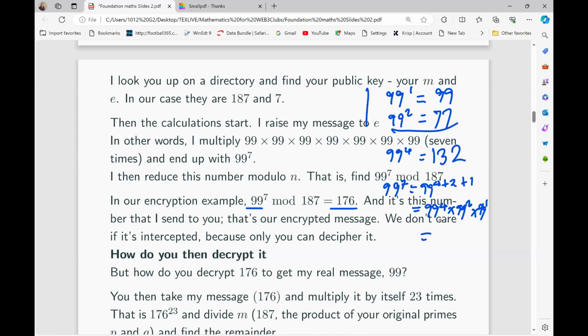Now you're here. 99 raised to 4 is 132. 99 raised to 2 is 77. And this other one is 99. We are doing it mod 187. So 132 times 77 times 99, I get, is it 1 million? Then divide by 187. It goes there 5,380 times. So find the remainder now.